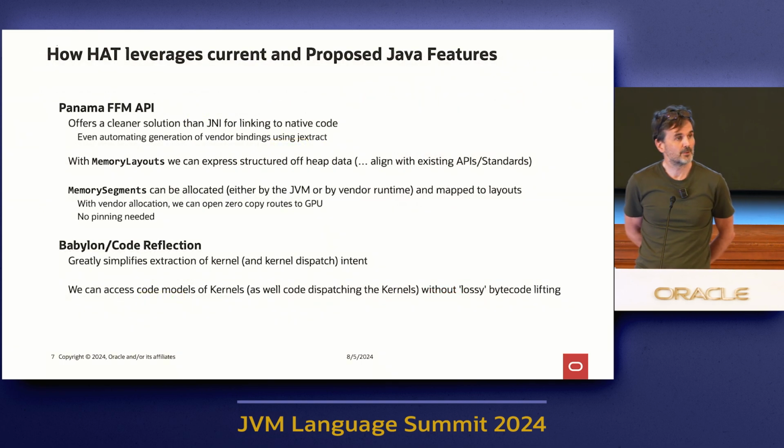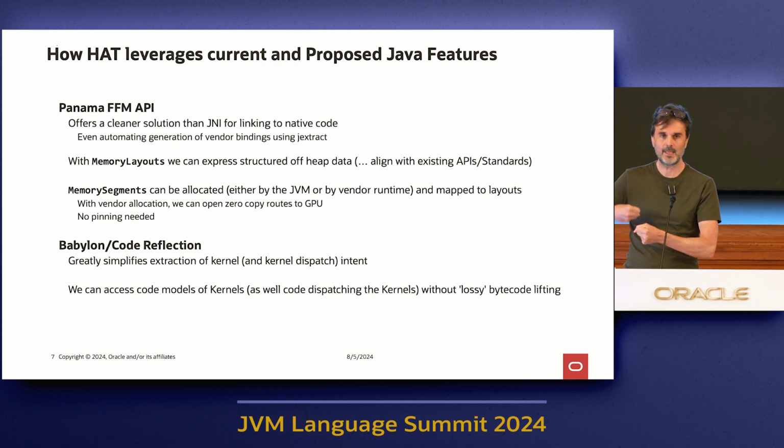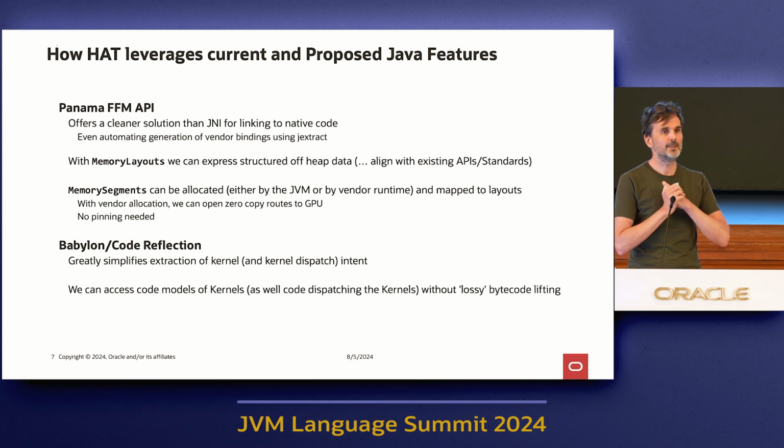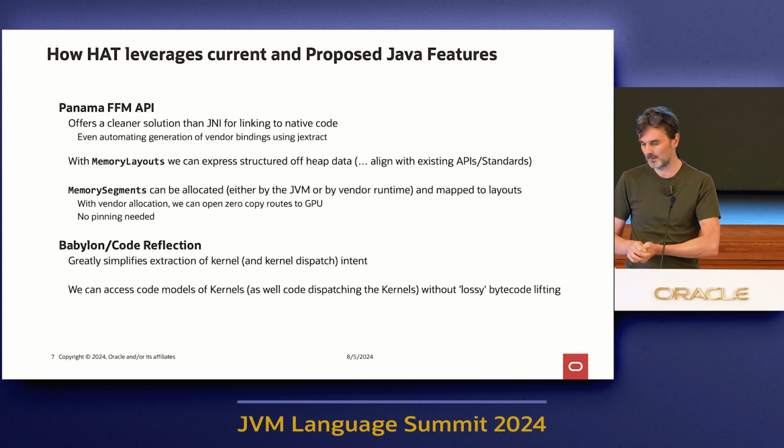So HAT leverages current and proposed Java features. We're going to use Panama, way better than JNI. And we're going to leverage the heck out of memory layouts and memory segments. Memory layouts will enable us to describe the structure of memory, and memory segments will enable us to efficiently allocate off-heap memory that we can communicate between the host and the GPU. So the idea is we can leverage this better to minimize the copies between the host and the GPU.